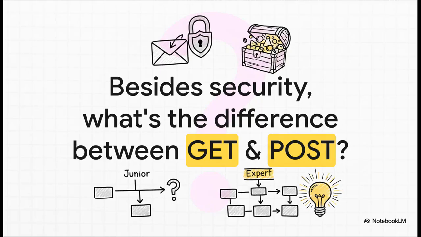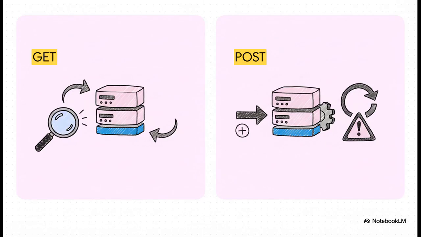Everybody knows you use post for passwords because it's more secure than get. That's kind of the baseline, junior level answer. But the follow-up question, the one that really catches people, is this. What's the other big difference? So the expert answer all comes down to one powerful word, idempotency. A GET request is idempotent.